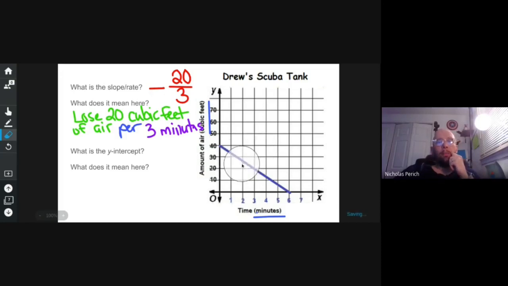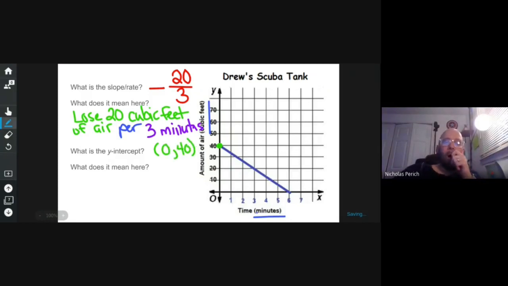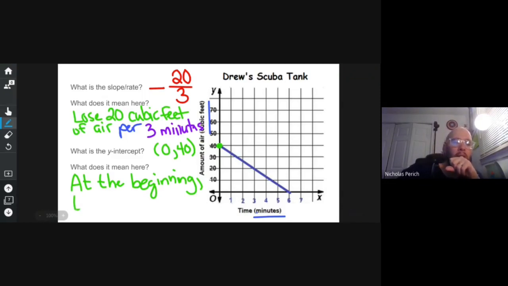What does the y-intercept mean? The y-intercept is this dot right here. What is the y-intercept? The y-intercept is 0, 40. What does it mean? That means when my time is 0, at the beginning, when my time is 0, there are 40 cubic feet of air.